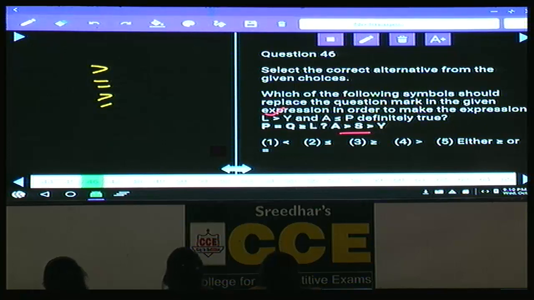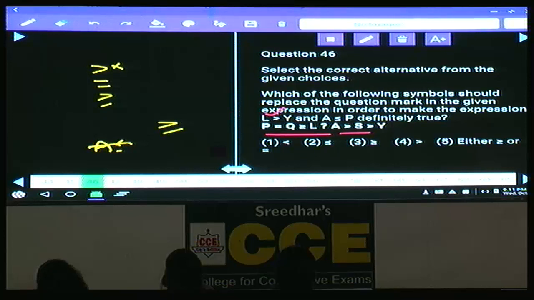Then A lesser than or equals to P. Now P is here, A is here. P greater than or equals to A. As P greater than or equals to A, and if we have greater than, P greater than or equals to A means A lesser than or equals to P. Now it must be greater than or equal.